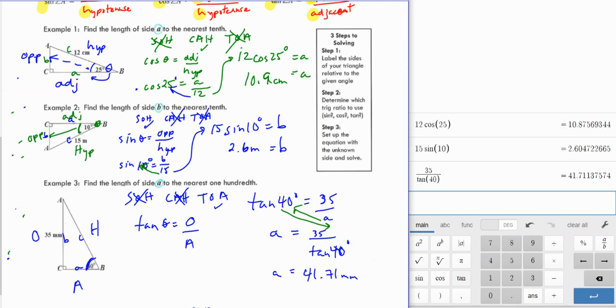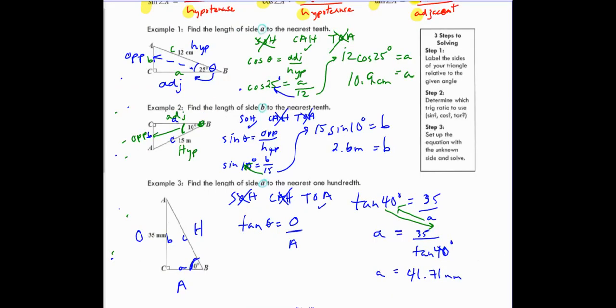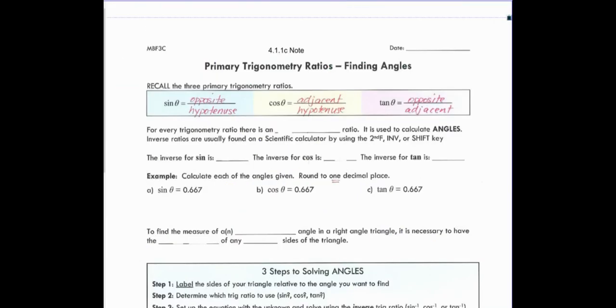Okay, so that's using trig ratios to find side lengths. Now, how do we take it one step further? Sometimes it's the angles that are unknown. These had sides that were unknown. Now we have angles being unknown. So let's quickly recap. Like I said, it's kind of a long lesson because it's 3 parts in one lesson.